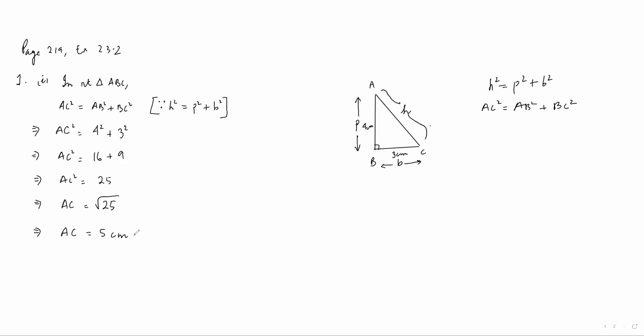The unknown side, the hypotenuse, is found using the square formula. This one is to be found in the next question, sub number 2. Let's move to the other question. I hope you understand this.